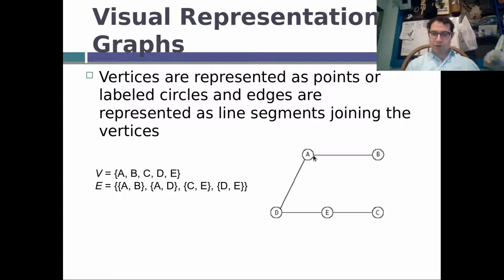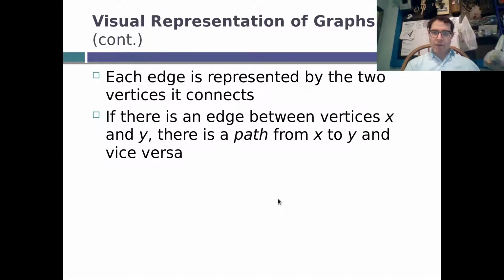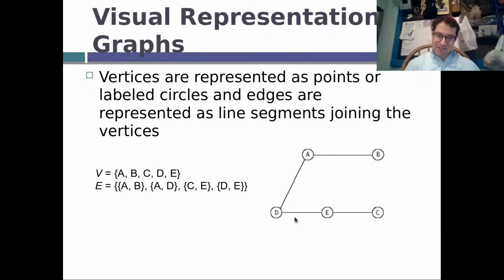Same with A and D. A and E don't have an edge between them. Neither do A and C. We typically just see this drawn, but it's just a visual representation of these mathematical sets. Here's all the vertices, A, B, C, D, and E, and here's the edges. There's an edge from A to B, A to D, C to E, and D to E. Every edge is defined by the vertices. Every relationship is defined by the people in it, so you can't have a relationship if there's no people in it. Same with the edges: if there's no nodes to connect, then there's no edge.